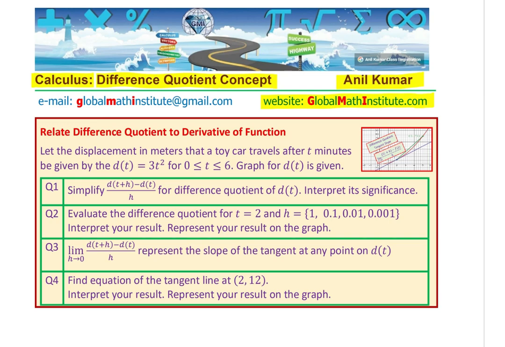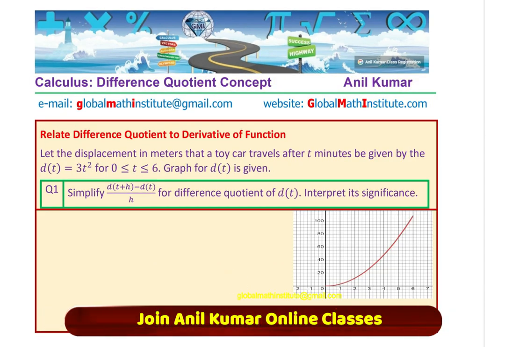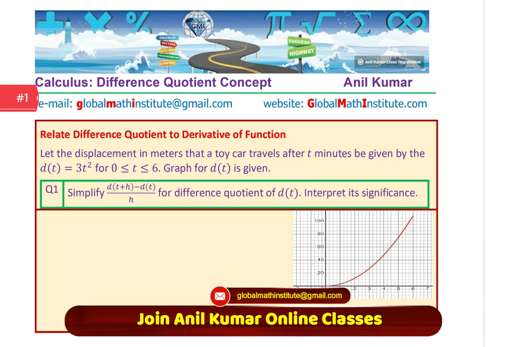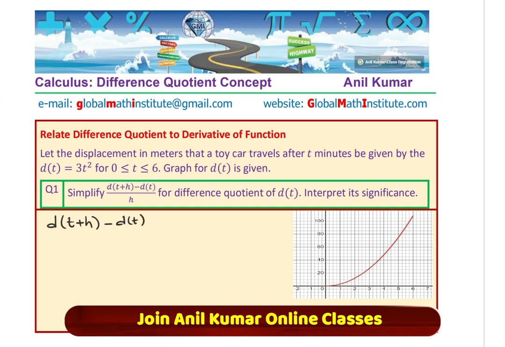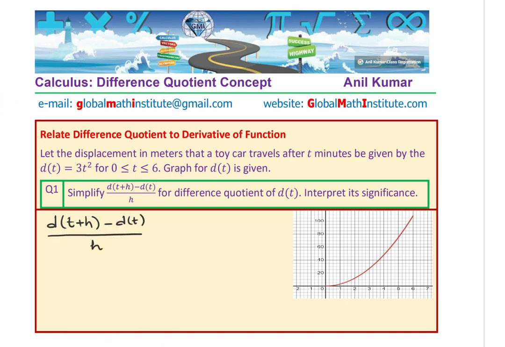Let's begin with the very first question now, which is, we need to simplify the given expression for the difference quotient. The expression is d of t plus h minus d of t over h. Now, we are also given the function, which is d of t equals 3t squared. So what will be d of t plus h? We'll replace t in 3t squared with t plus h, correct?